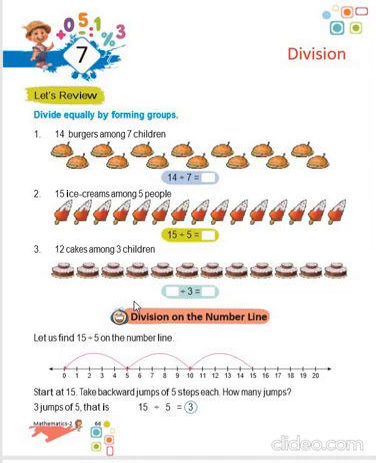Now let's learn division on the number line. Suppose we have to find 15 divided by 5 on the number line. So first we will start from 15. We will jump 5 steps each. 1, 2, 3. 3 jumps of 5, that is 15 divided by 5 is equal to 3.